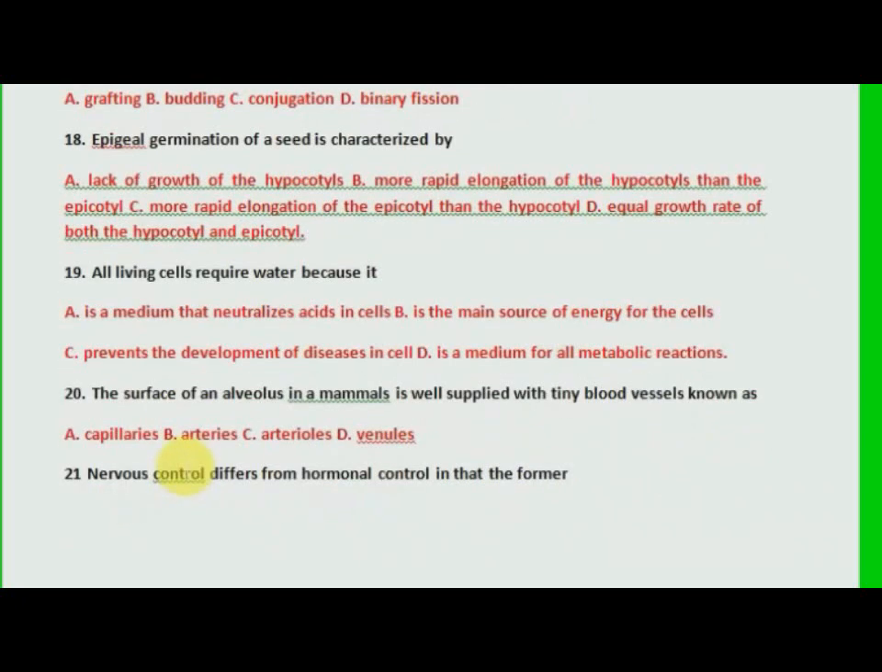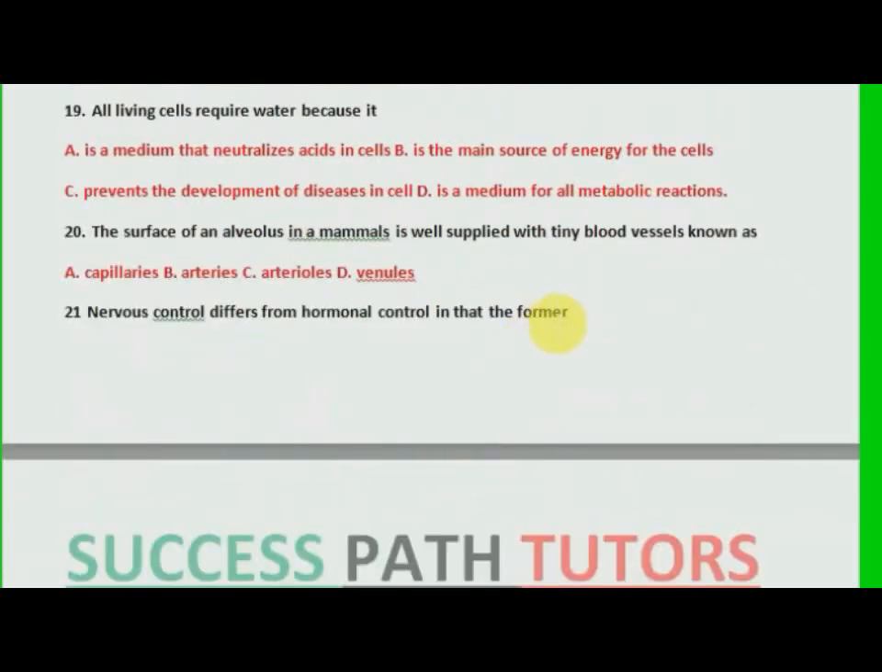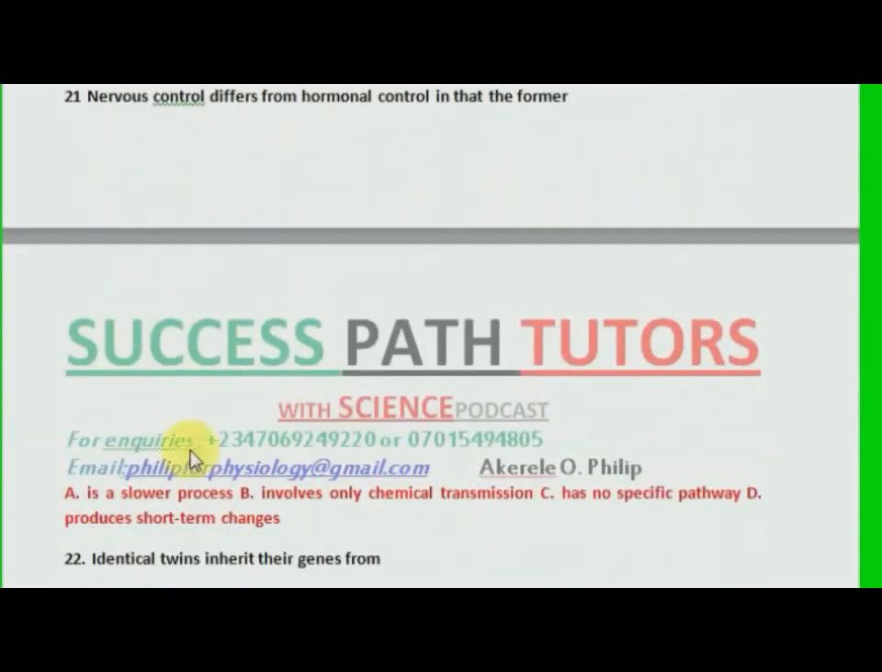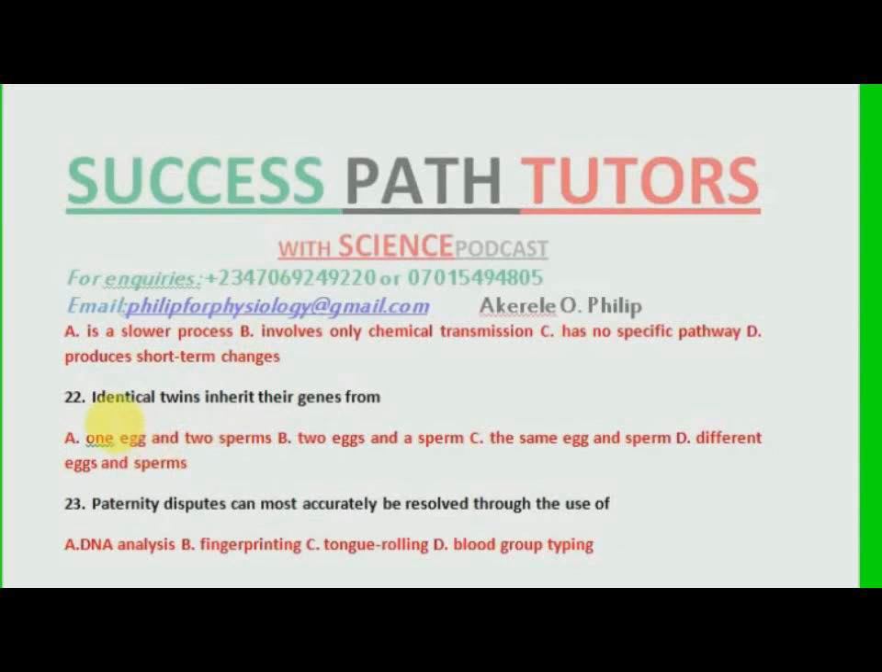All right. Nervous control differs from hormonal control in that the former is going to be this, the latter is this. So the question is in reference to the nervous system. Now, it is faster, it involves only chemicals, has no specific pathway, produces short-term changes. Yes, that is the answer D. Nervous system produces short-term changes. You just do something in a short while, it's a nerve impulse. Unlike hormones, the effect of growth hormone might be felt for the rest of our lives. All right. Identical twins inherit their genes from identical twins.